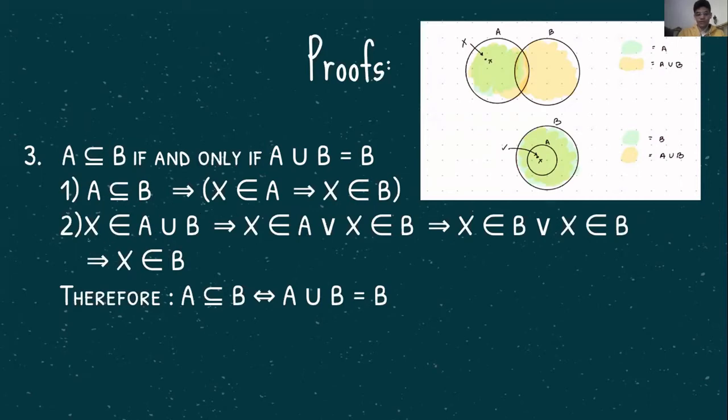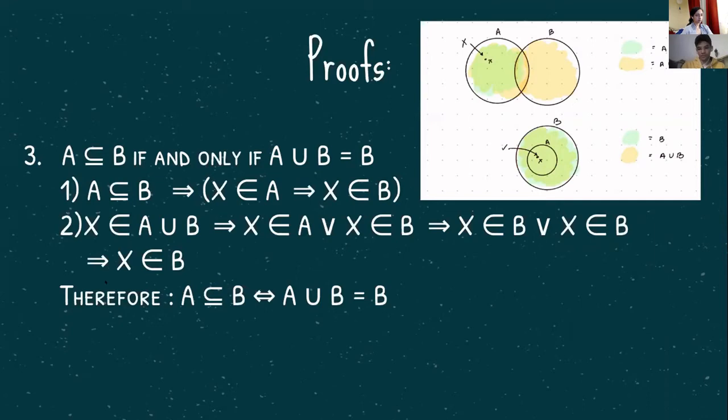So I can proceed and say X belongs to A union B implies that X belongs to A or that X belongs to B. So again, that's just the definition of A union B. And this would imply that X belongs to B or that X belongs to B. So from where do I know this? I know that from the first statement, okay? So I know that X belongs to A implies that X belongs to B. So I just changed that X belongs to A to X belongs to B, okay? So this would imply that X belongs to B. So if X belongs to A union B, then it belongs to B.